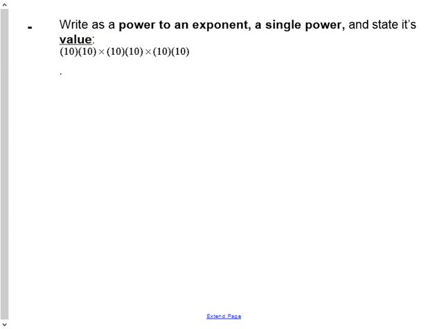Question 11, write as a power to an exponent. If any question was done wrong a lot, it was this one. Write as a power to an exponent. So this is 10 squared. And 10 squared is being multiplied by itself 3 times, which means I could put it in brackets and put an exponent of 3 outside there.